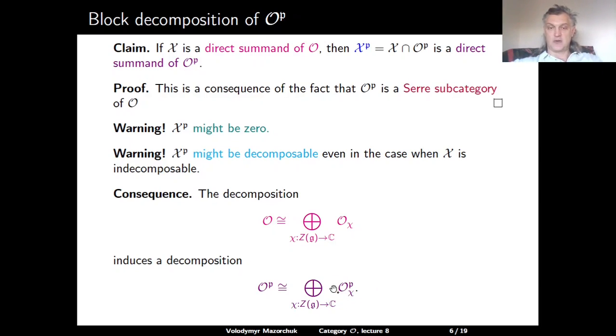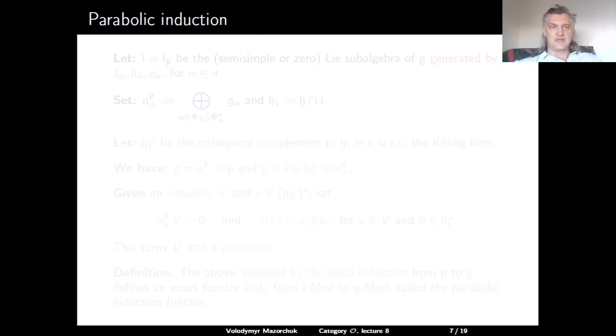Note that some of these OP chi's can be zero, and we know that already O chi's are usually decomposable, so the corresponding OP chi's are also usually decomposable, even if they are non-zero. So let's now discuss the parabolic induction.